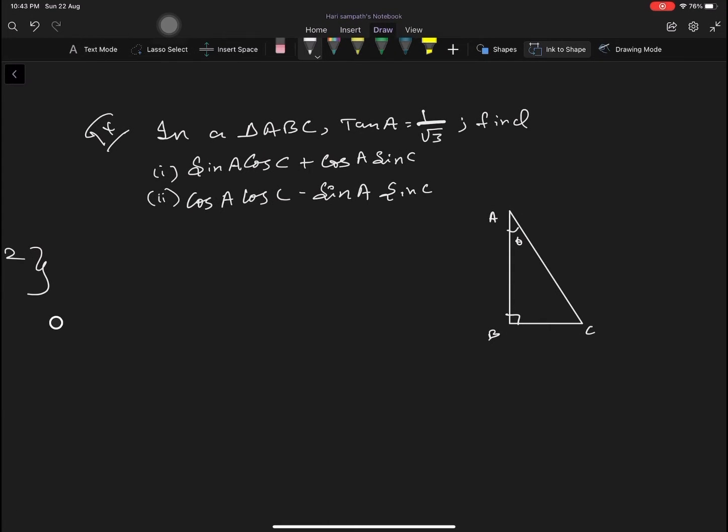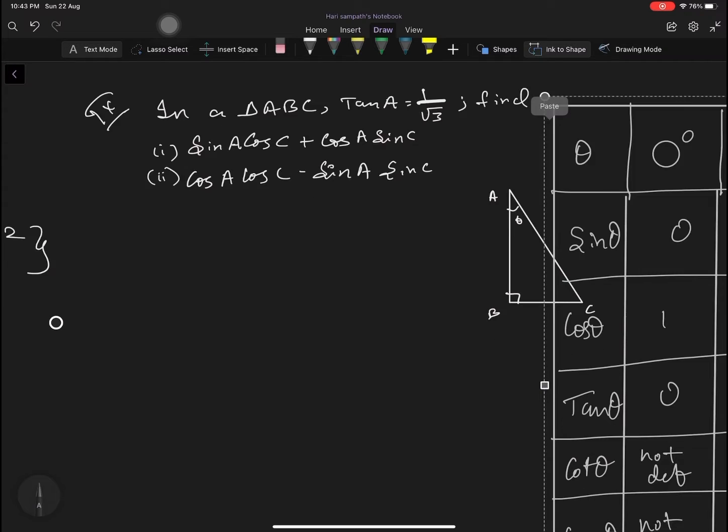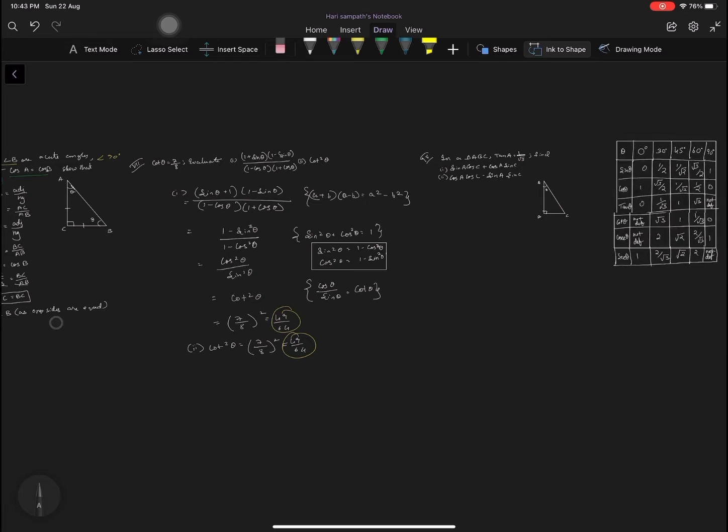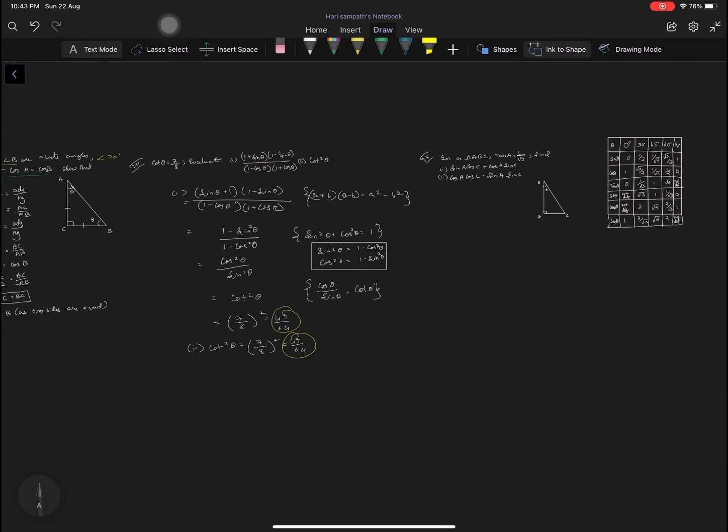Today we are going to be discussing the ninth sum, and let's start. For this we are going to be needing the trigonometric table. Let me minimize it for you. Done.